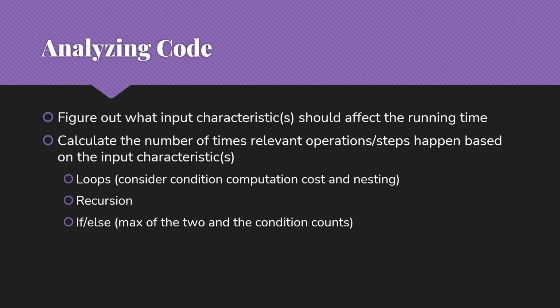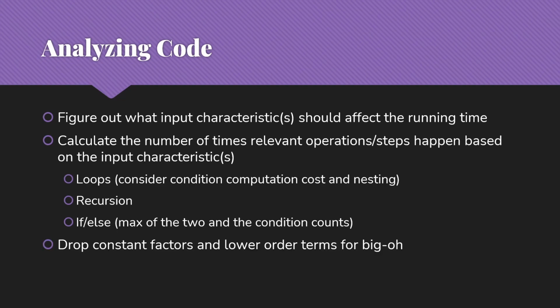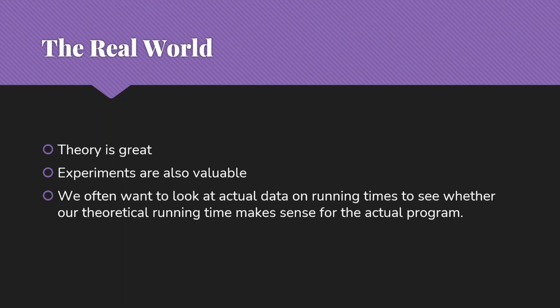We're going to go through the code, do this calculation, which is a bit of a science and a bit of an art. And then we're going to see what we came up with, drop the constant factors, drop the lower order terms, and we have the big O. Now, once we have that, we may want to deal with the real world. Theory is great, but experiments and actual data are also valuable.